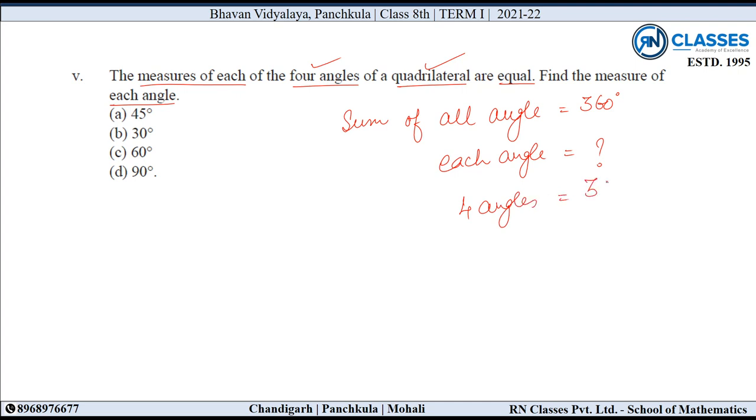The sum is 360 degrees, right? Provided the angles are equal to each other, 360 divided by 4, four nineties are 360, right? So each angle will be how much? 90 degrees. D part is the right answer.